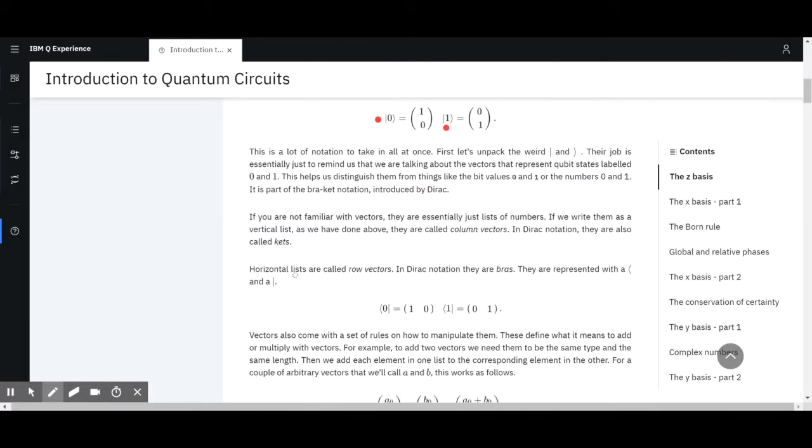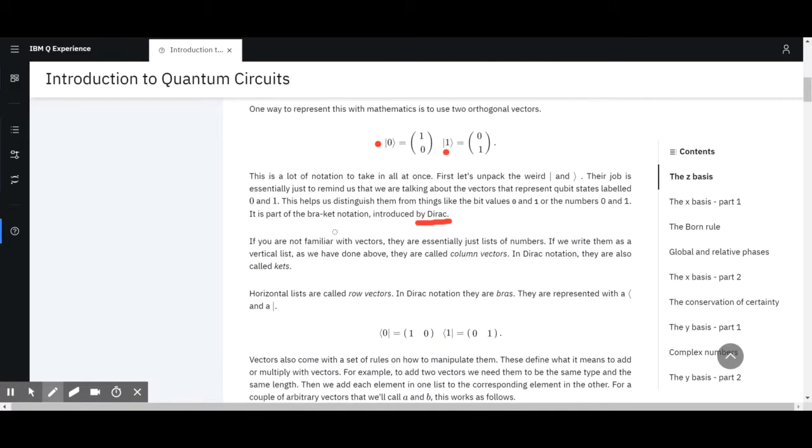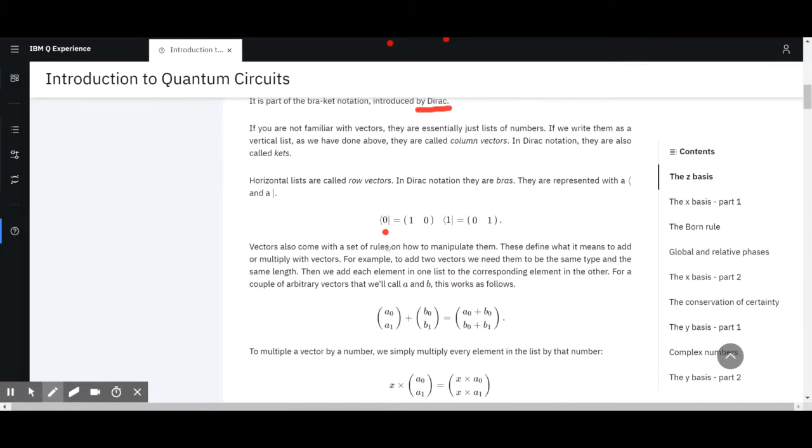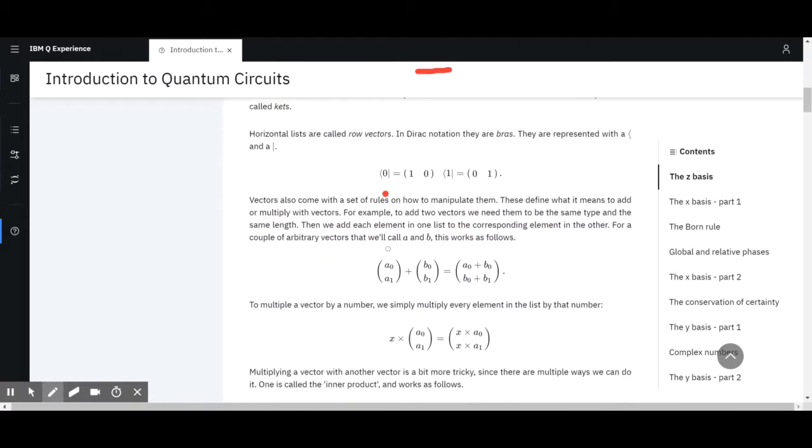And there's a lot of notation to take in. Again, this is the Dirac notation. I think it's pronounced Dirac. Basically, vertical vectors are represented like that and horizontal vectors like that. So this is a bra, this is a ket, and together they are called a bracket. I find it funny, but I think that's not entirely needed.